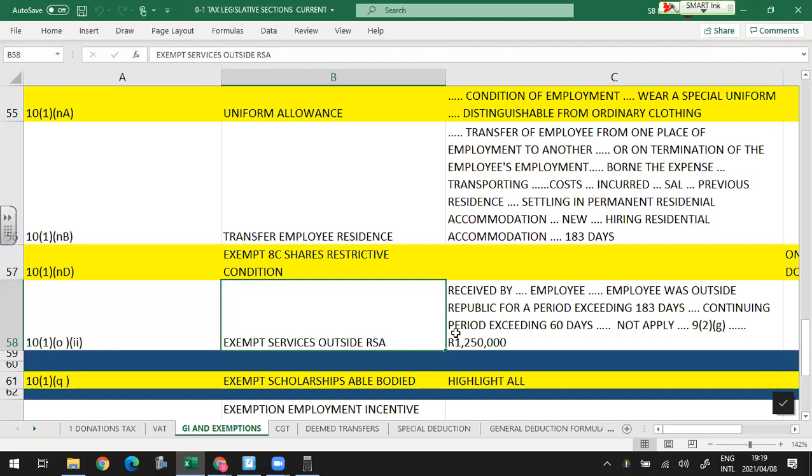So what's going to happen, guys? You need to go through this. You need to say, because she is an employee and she was outside the Republic for more than 183 days. And then in brackets, you'll say outside for 186 days. And there was a continuing period of more than 60 days. So you need to quote some dates from the question. And she does not work for the SA government. This is going to be exempt, limited to 1.25 million.